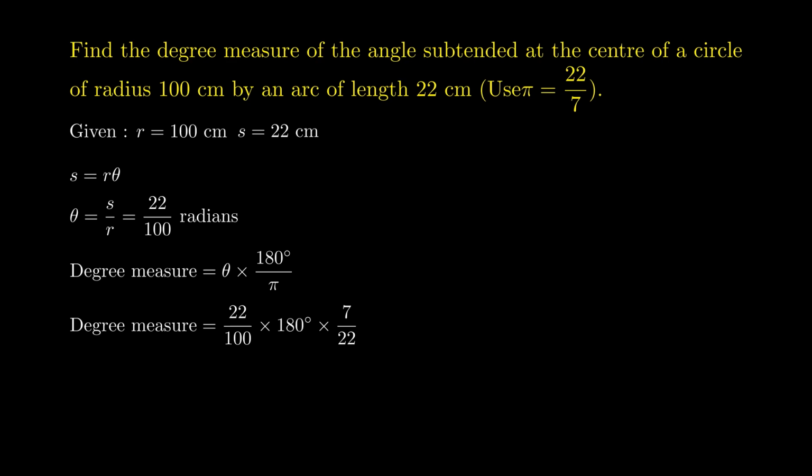Now let's cancel out 22 in the numerator with the 22 in the denominator, and 100 in the denominator. So 100 in the denominator and 180 in the numerator is divisible by 10. So 10 times 10 is 100 and 10 times 18 is 180. So let's cancel out. So we have 126 degrees divided by 10, which is 12.6 degrees. Let's further convert this value into degrees and minutes. So we will get 12 degrees and 36 minutes. That is the answer for this question.